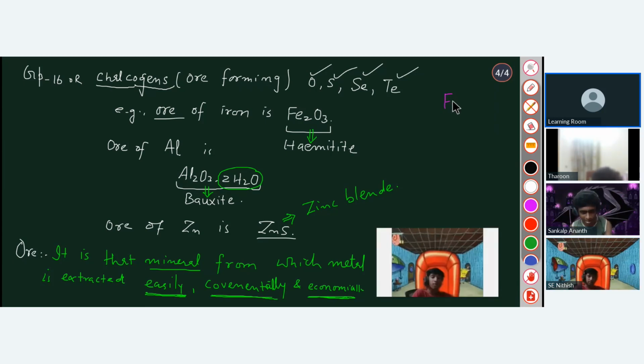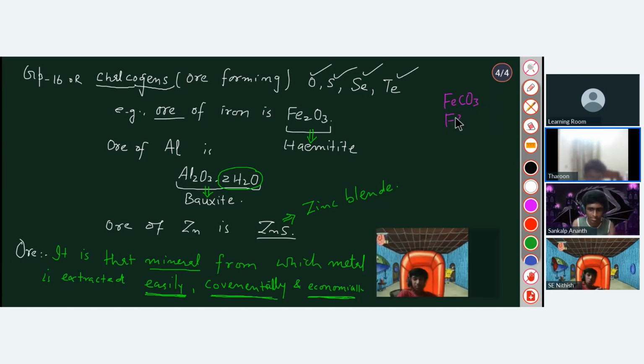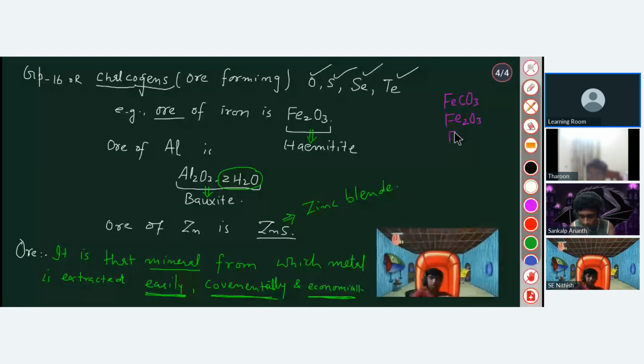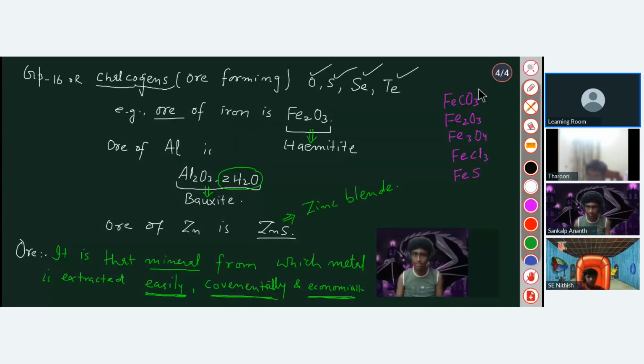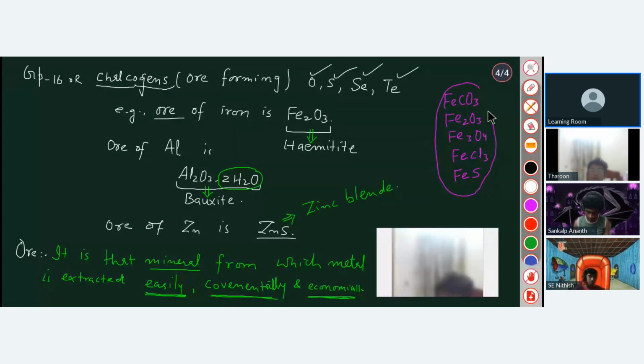For example, iron has various minerals like iron carbonate, like hematite, like magnetite, that is Fe3O4, like iron chloride, that is FeCl3. Sir, these are different types of iron ore. No, these are not the ores. These are just the minerals of iron. All these are minerals, right? Only some minerals can be considered as ore.